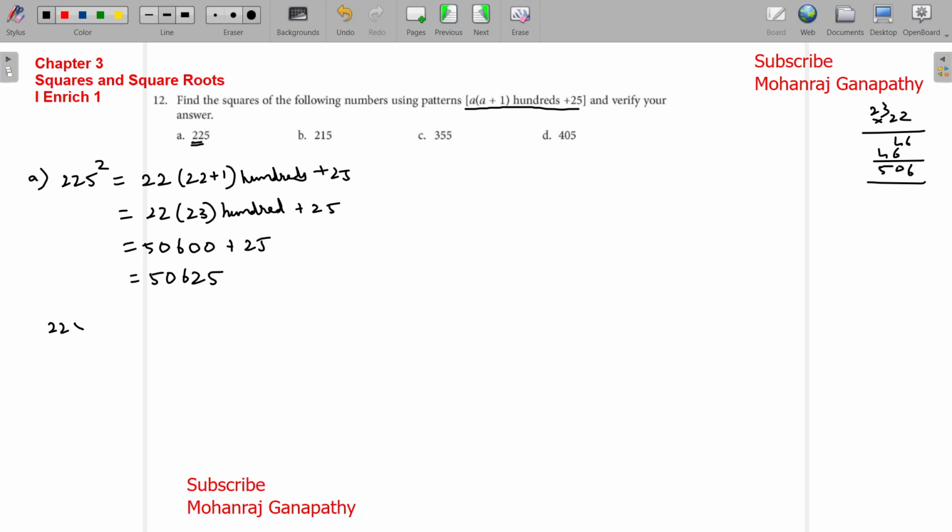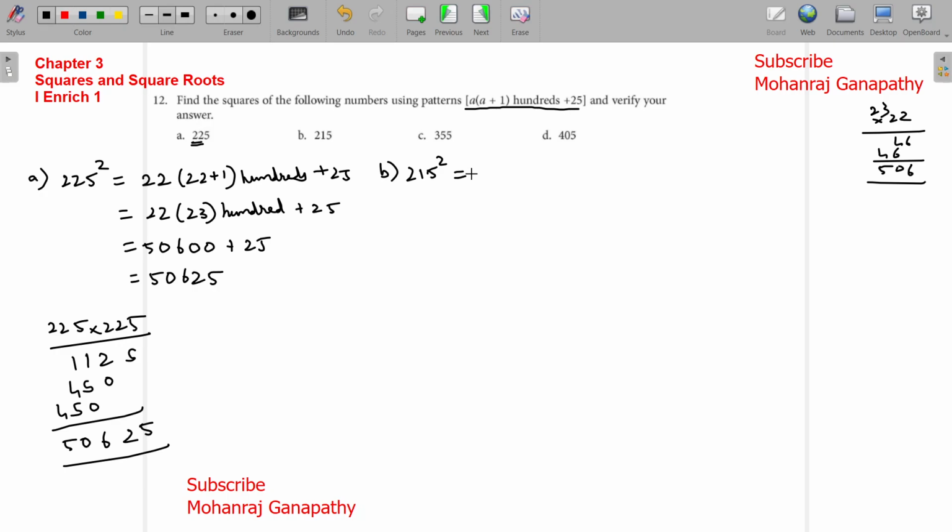So we can multiply 225 into 225. 5 5s are 25, 5 2s are 10, 10 plus 1 is 11. It is verified. B. 215 whole square, which is equal to 21 into 21 plus 1 hundreds plus 25.